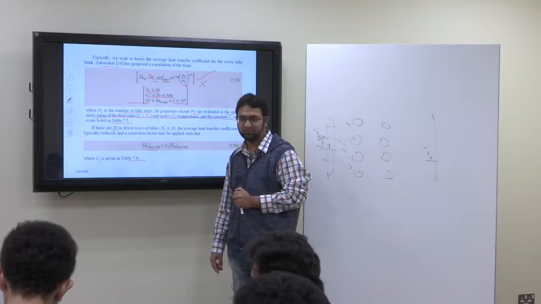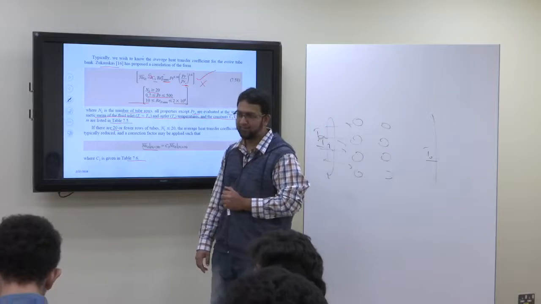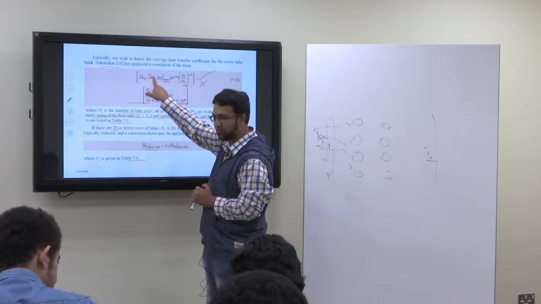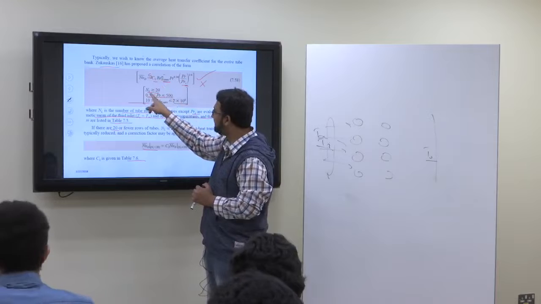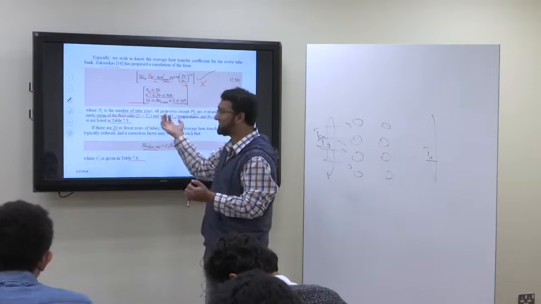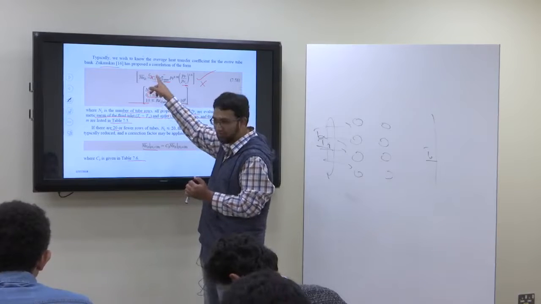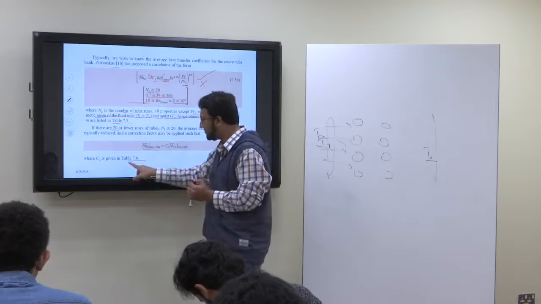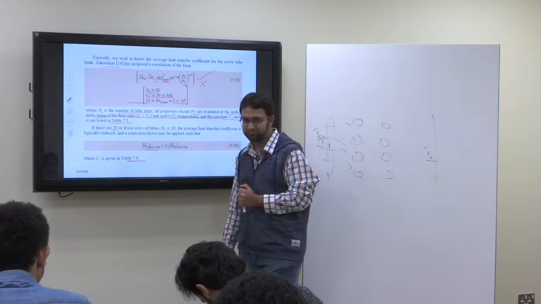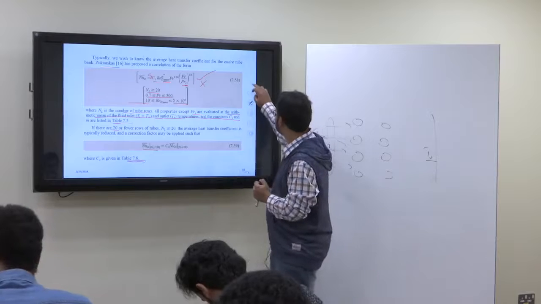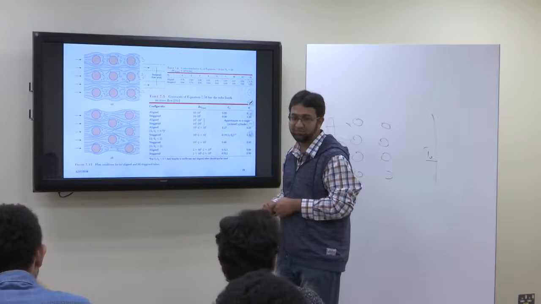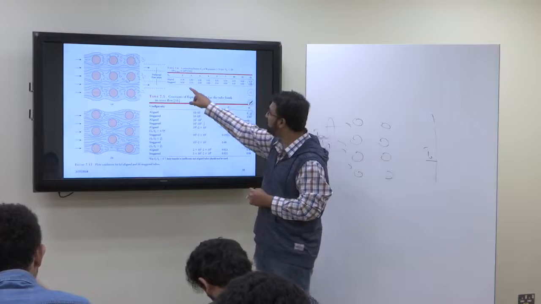Is it clear? You use this formula, and also put C2 here. C2 will be 1 if NL is greater than 20, but if NL is less than 20, C2 will have a value which is not 1. Where will you get the value from? Table 7.6. So the C2 values you will get from here.